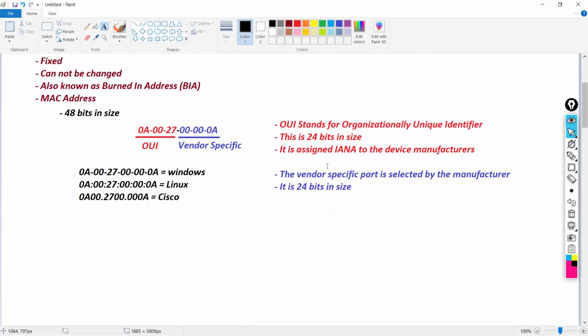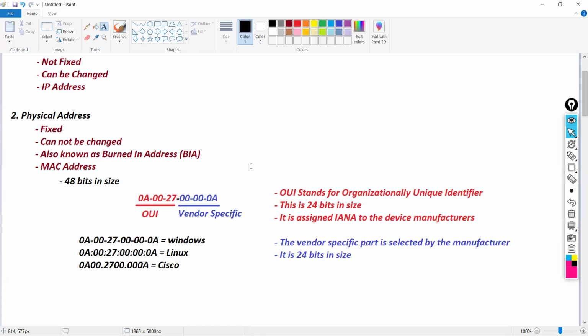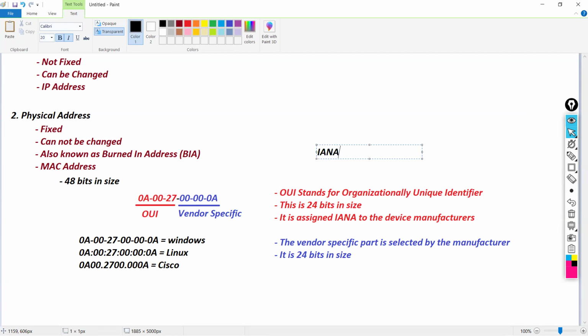Excuse me, sir. Yes, please tell me. Sir, can you explain the third point of OUI? The third point, yes, it is assigned by INA. INA is an organization which stands for Internet Assigned Numbers Authority. This is an organization which is handling all the internet addressing schemes. Your IP address also they are handling.